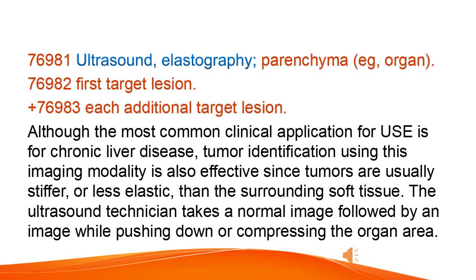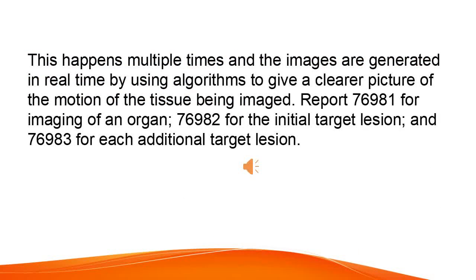The ultrasound technician takes a normal image followed by an image while pushing down or compressing the organ area. This happens multiple times and the images are generated in real time by using algorithms to give a clearer picture of the motion of the tissue being imaged. Report 76981 for imaging of an organ, 76982 for the initial target lesion, and 76983 for each additional target lesion.